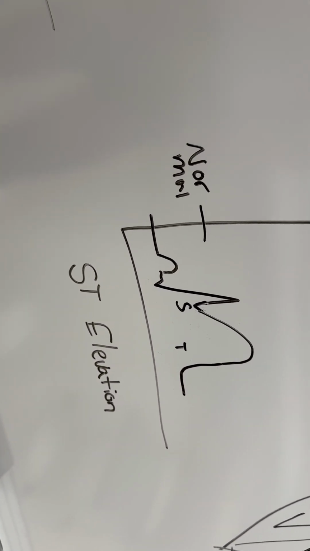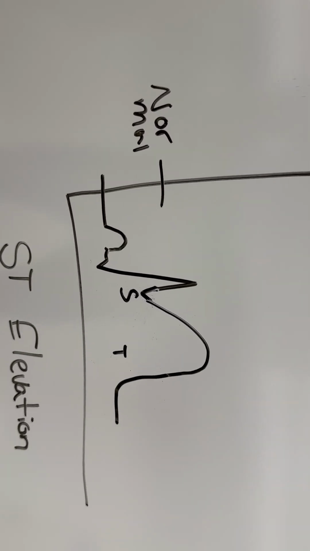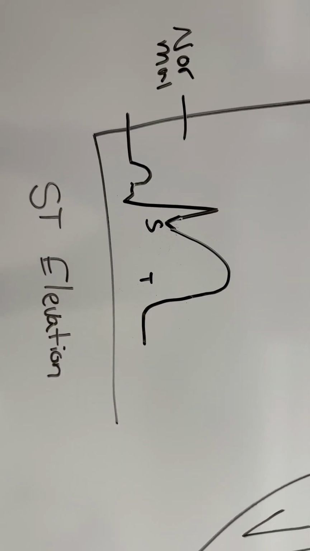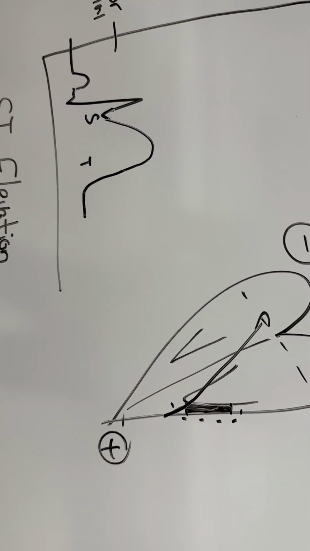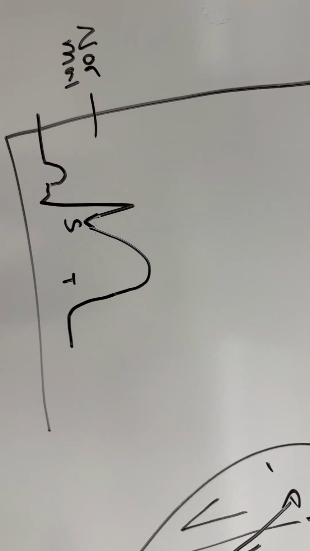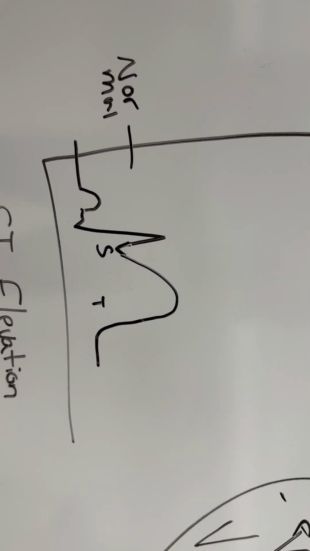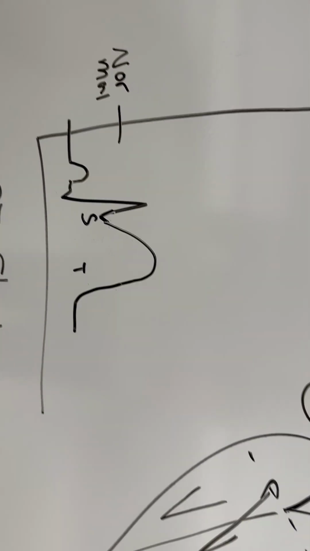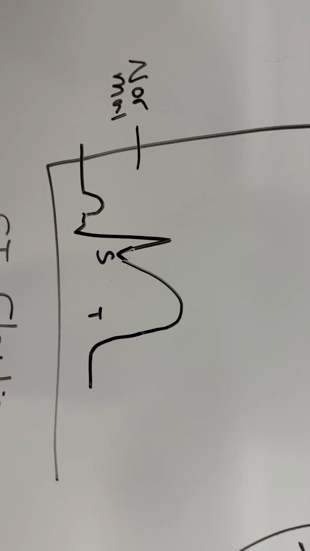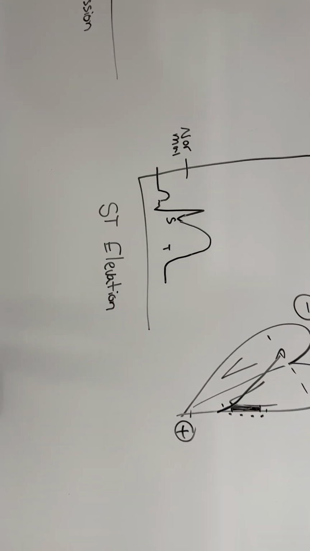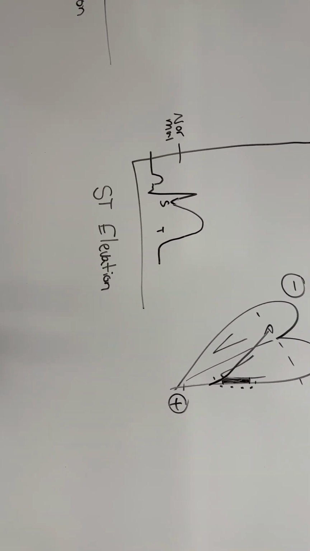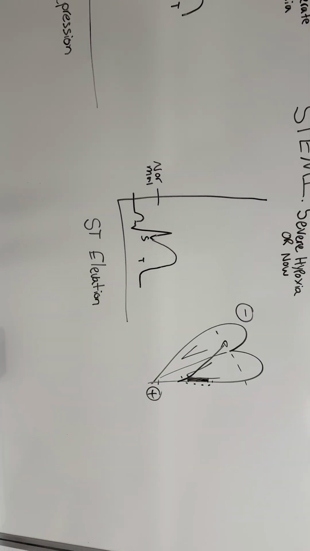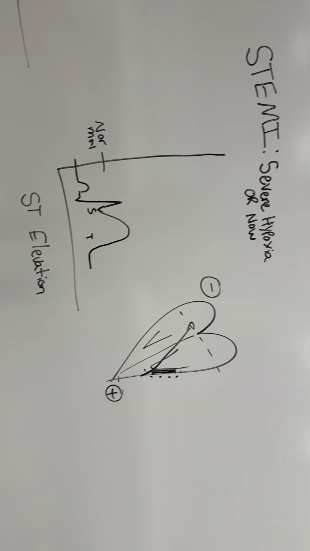And then this is called ST elevated because our current of injury has caused us to be below normal, but after the depolarization, repolarization of the ventricles, our S wave is going to try and go up to normal. And then it comes back down to its hypoxic baseline. So that's our ST elevated myocardial infarction.